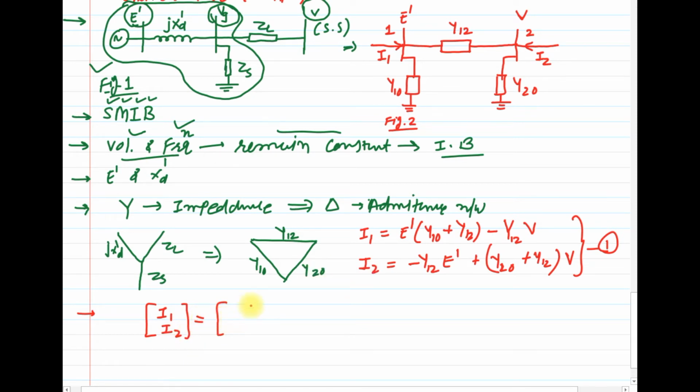Here the first element is Y11, then Y12 the second element, and Y21 and Y22. I will just write down the direct admittance matrix. I will explain the elements of the admittance matrix, and E dash and V. Clear?